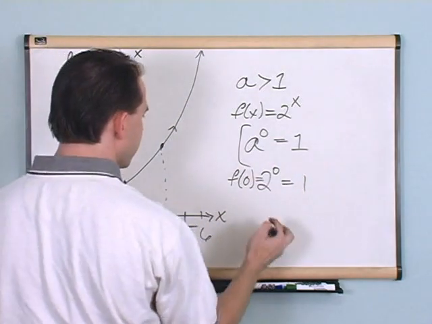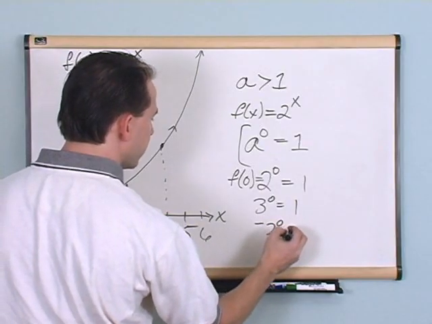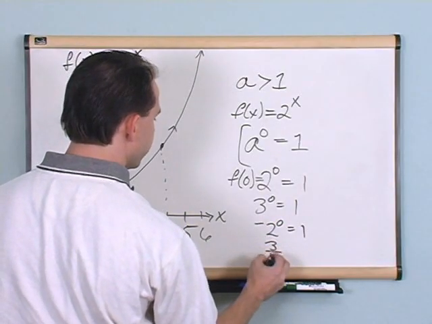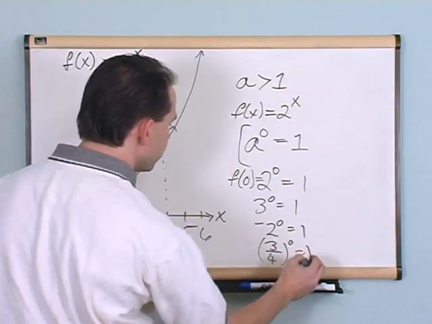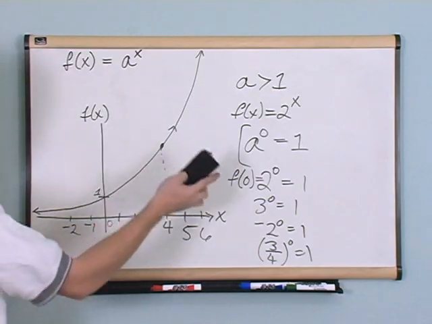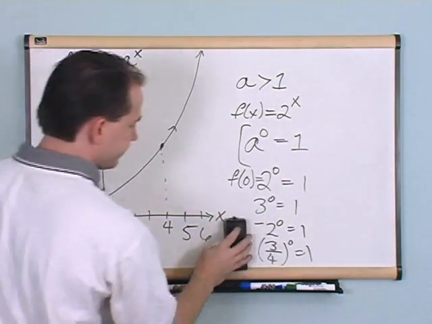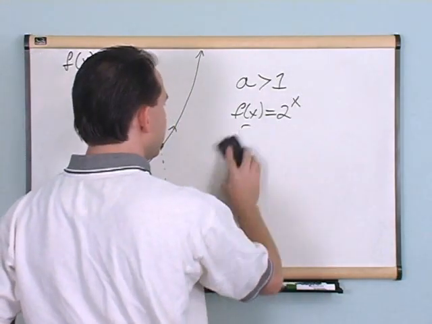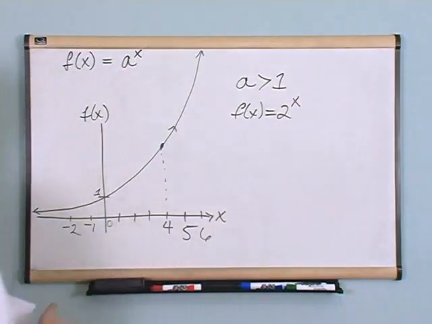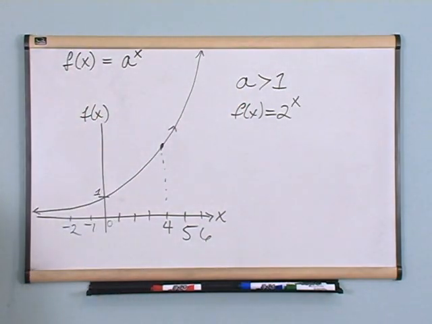So 2 to the 0 is 1, 3 to the 0 is 1, negative 2 to the 0 is 1, 3/4 all to the 0 power is 1. I'm trying to write a lot of examples to show you that no matter how you slice it, anything raised to the 0 power is 1. That is something you will need to memorize. So you can summarize it by saying a, which is just any number, raised to the 0 power equals 1. So look at this equation, burn it in your head. This is what an exponential looks like when a is greater than 1. Okay?